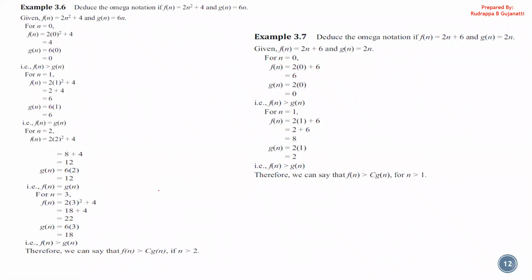But let's go ahead with the trial and error. Here, n is equal to 0, what you are getting is f of n is 6 and g of n is 0. So this condition is being satisfied. When n is equal to 1, we check, it is 8 and g of n is 2. So the condition is satisfied. If you just observe, it is satisfied for all the conditions.